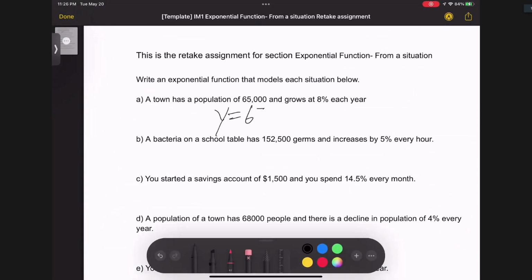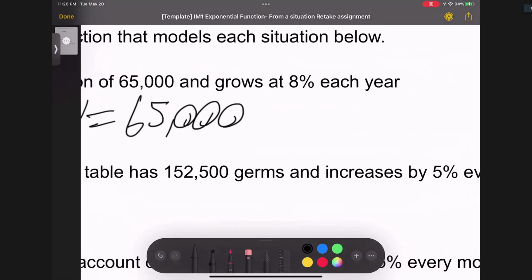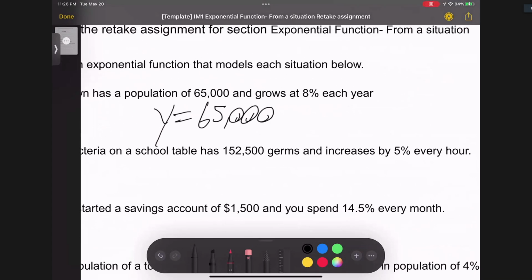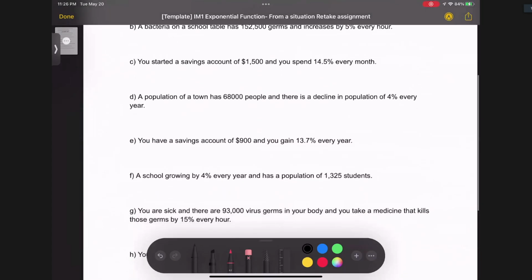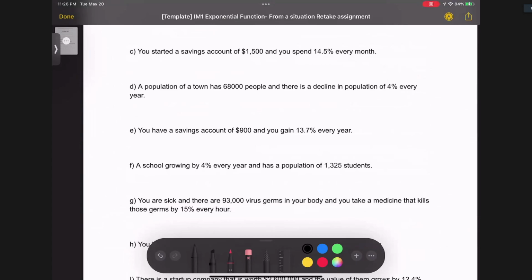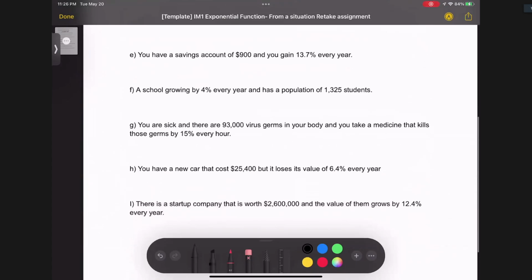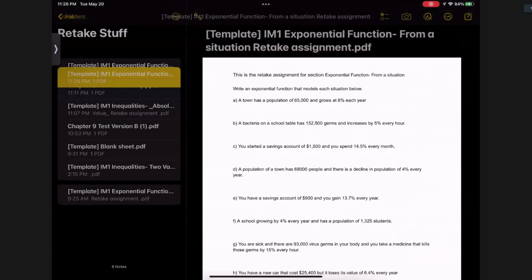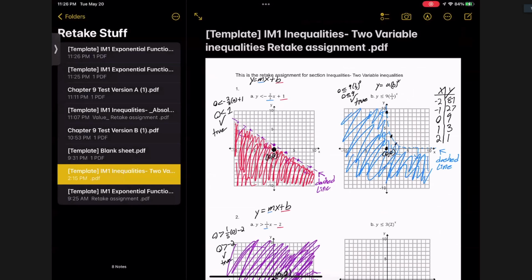This is going to be y is equal to 65,000. That's your starting value. And then you got to go by, okay, well, it says growth rate at 8%. So that means you got to grow 8% every single year. So 8% above 100%, that's going to be 108%. How do I write that as a decimal? 1.08 to the x. So you're going to be doing the same thing. It's either going to be adding or subtracting, something along those lines. Now that is for that one. I already did that one.